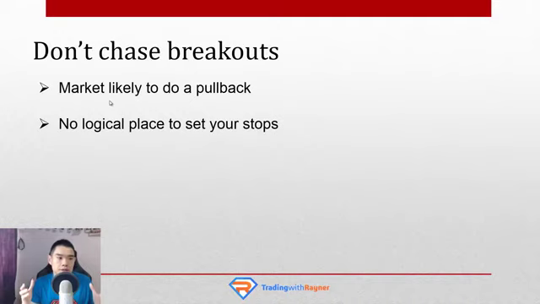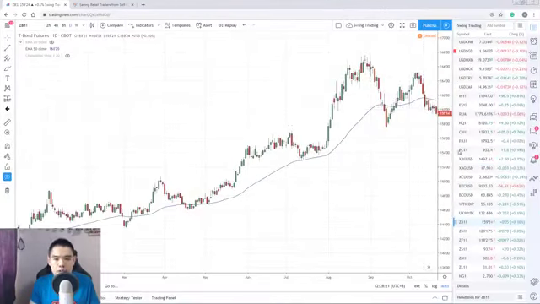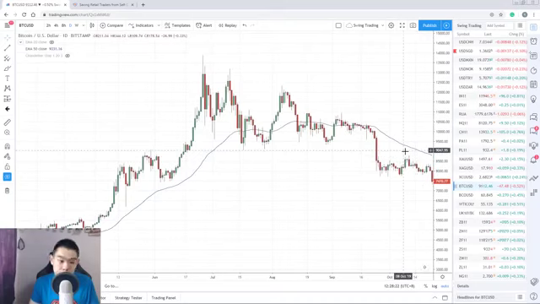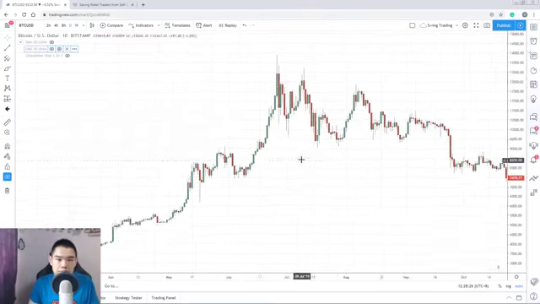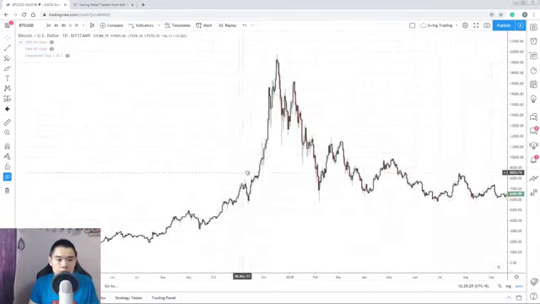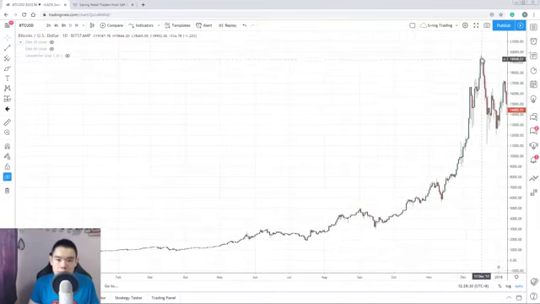The reason is that when you chase breakouts, it is near impossible to find a logical place to set your stop loss. So let me give you an example of this. Let's talk about Bitcoin. This is a market that many traders chase into the $20,000 price level. So let me just zoom out. You can see that over here, Bitcoin hit the highs of 20K before it reversed.